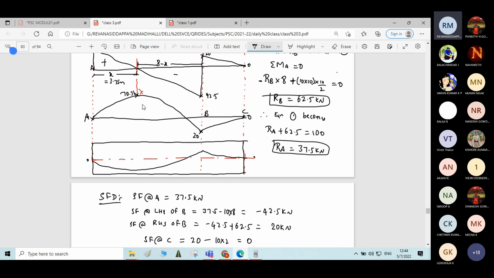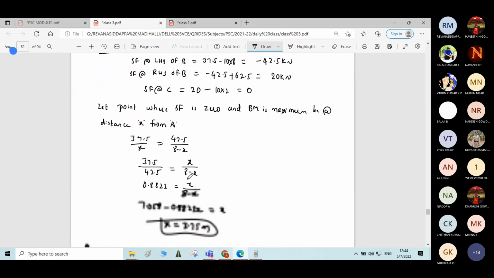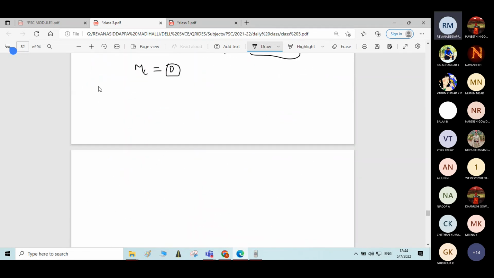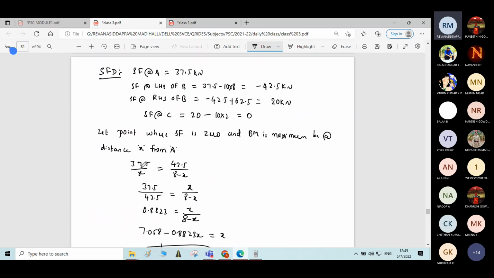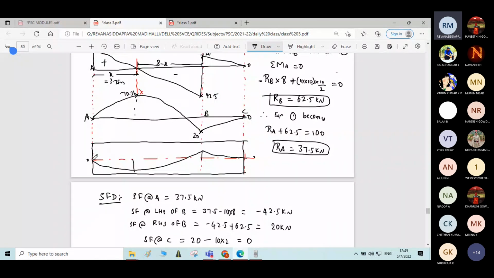If you want to find the eccentricity at this point and this point, you can find the eccentricity using e is equal to M by P. Eccentricity at A is equal to 0, obviously, because the bending moment at point A is 0. And if you want to find the eccentricity of the cable at X, M by P.